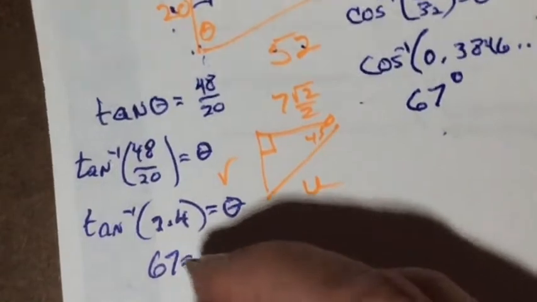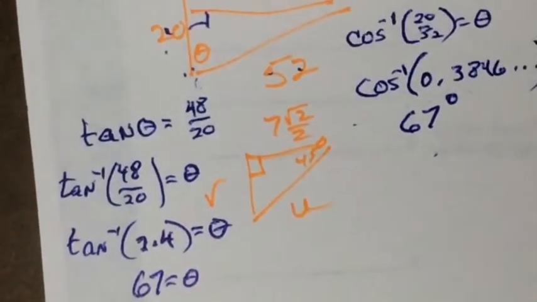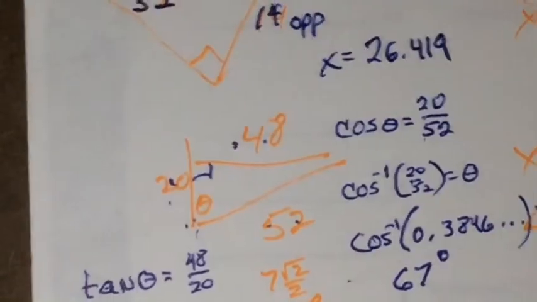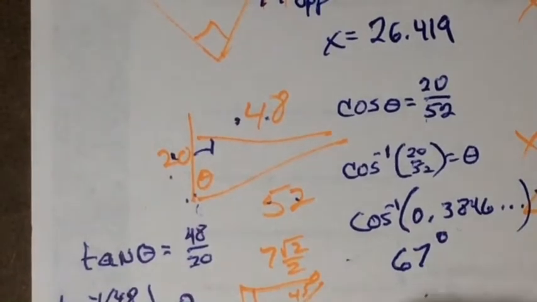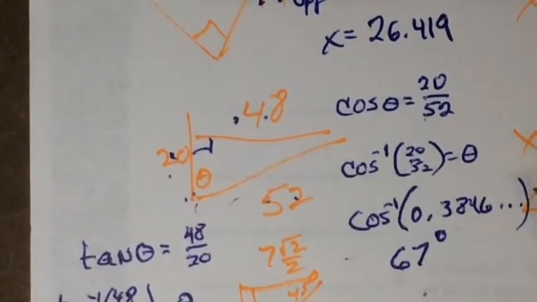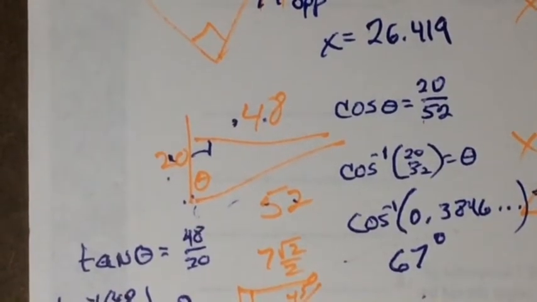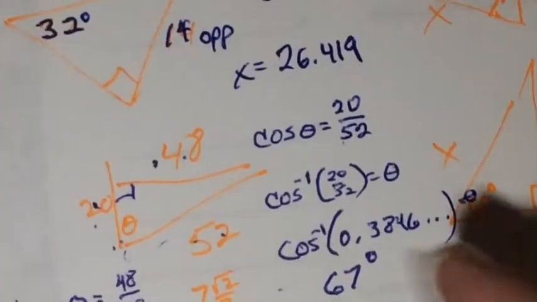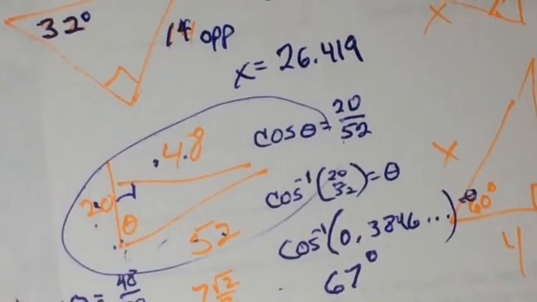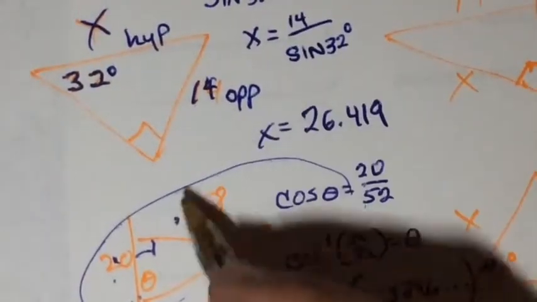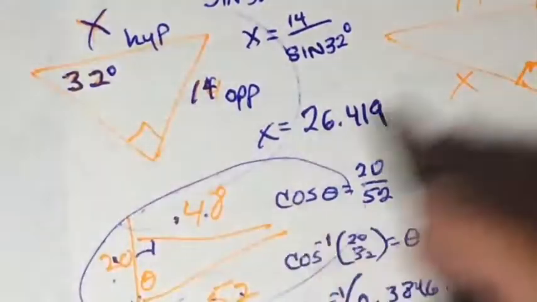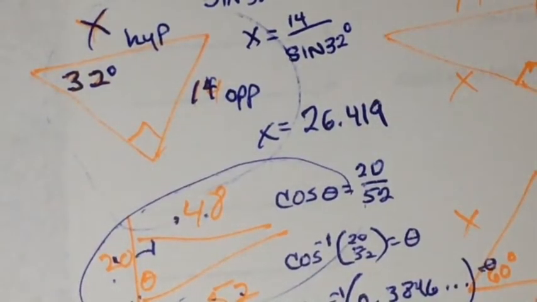Okay? I don't need to do it a third time to be sure. I'm okay with that. So the answer to this one is 67 degrees. You need to be able to find the angle as well as find the side in order to pass the trig part of this standard.